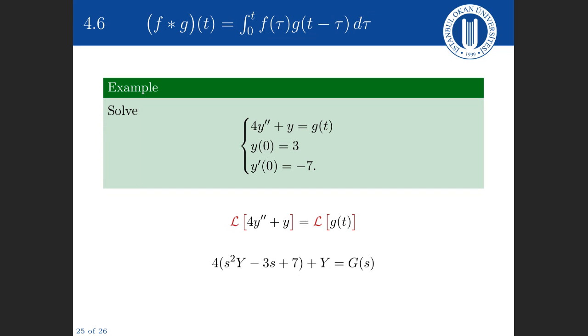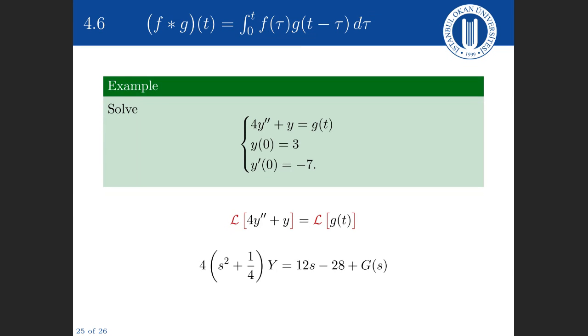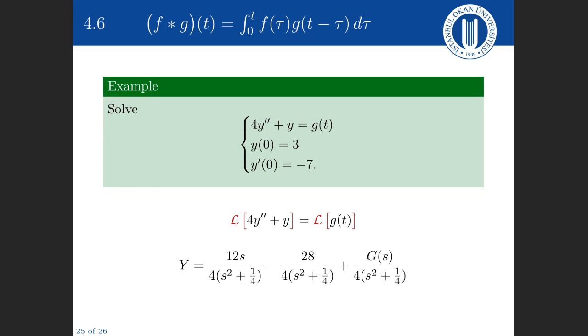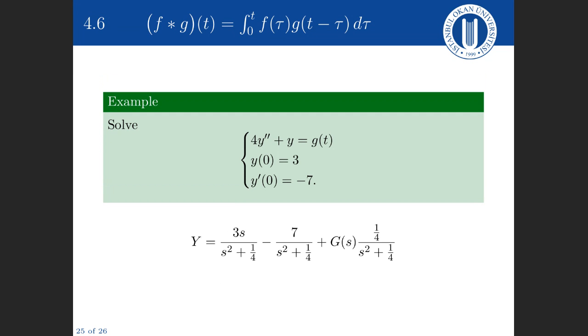Putting in the initial conditions and then rearranging, and then rearranging again. (4s squared plus 1) capital Y is equal to 12s minus 28 plus capital G. Take a factor of 4 out of the left side. Rearrange, we get 12s over 4 (s squared plus a quarter) minus 28 over 4 (s squared plus a quarter) plus capital G over 4 (s squared plus a quarter). Or we could write this as 3s over s squared plus a quarter minus 7 over s squared plus a quarter plus capital G times 1/4 divided by s squared plus a quarter.